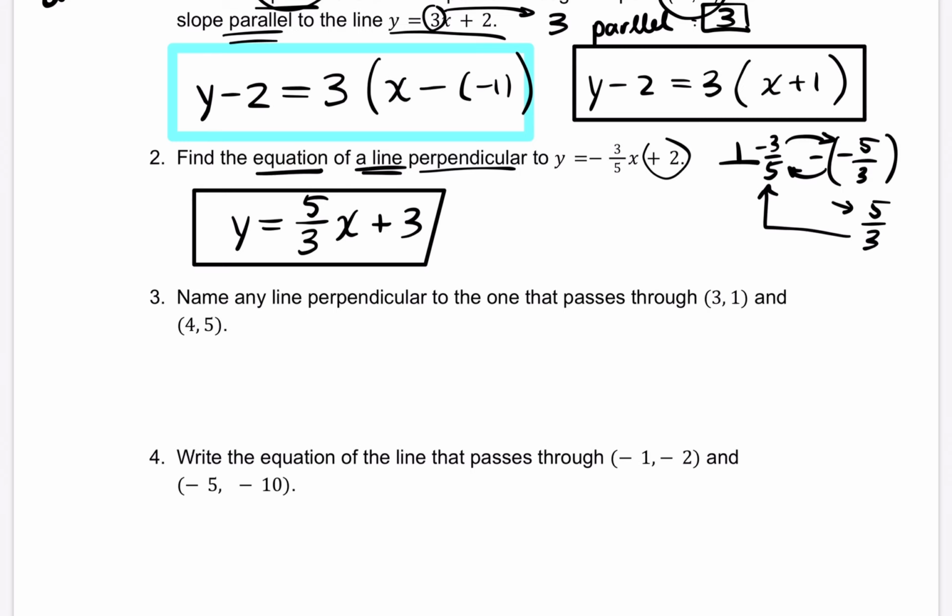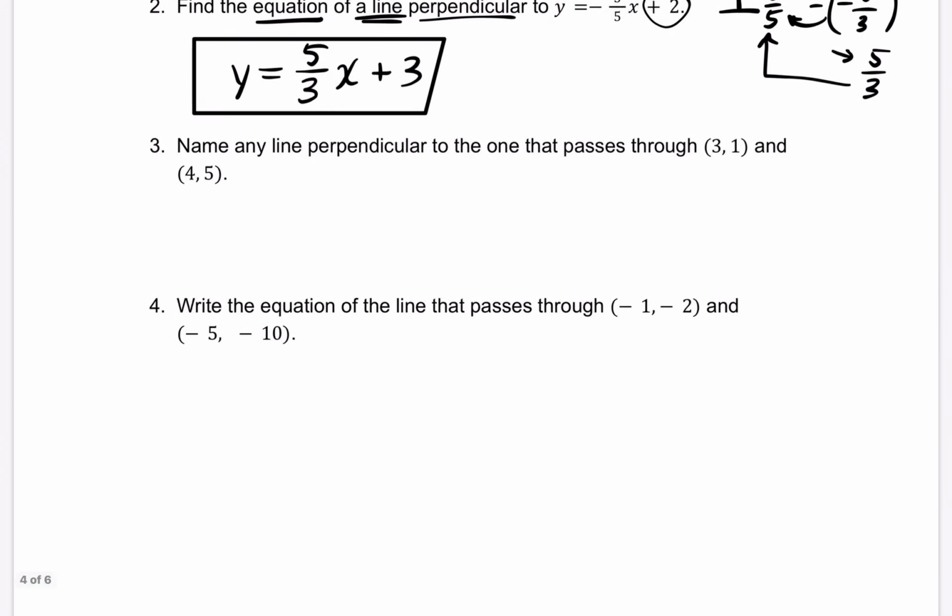All right, so next for number 3, same thing. There are tons of answers to number 2. Tons and tons and tons of different answers for number 2. If you got something different, don't worry. As long as you did an equation, that's a line, that's perpendicular, you're good. So name any line perpendicular to the one that passes through this and this.